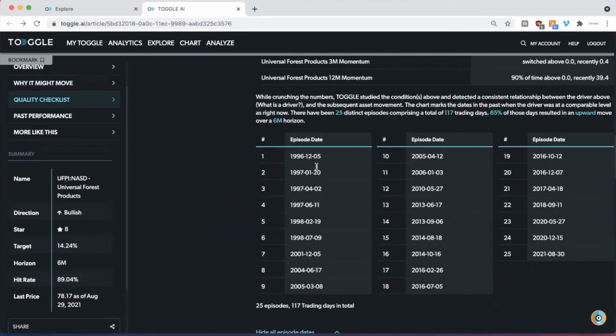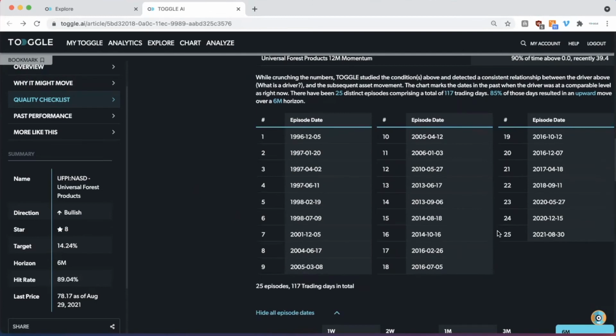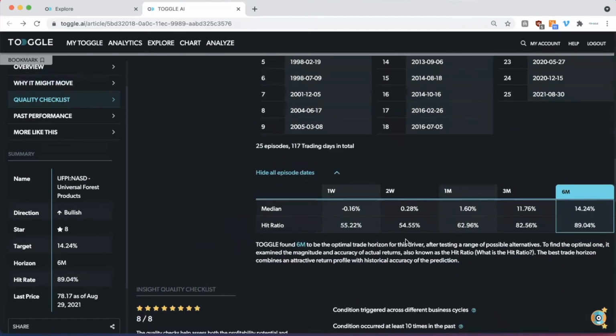Toggle also explains when exactly these different episodes took place. So the last 25 episodes, when did they take place? If you wanted to do some more research about what happened then and what followed. And Toggle also analyzes to find what the best trading horizon is. Based on its research, it found that the best trading horizon for this would be a 6-month horizon, because you would see a 14.24% median return, and it also had the highest hit ratio. If you are more of a short-term trader, we also give you data about what you could expect to see over the next 1 week, 2 week, 1 month, and 3-month horizon.